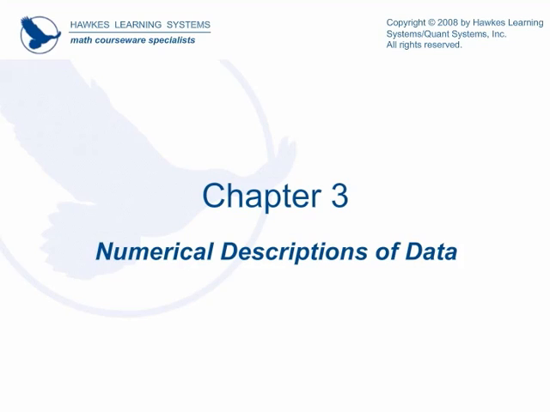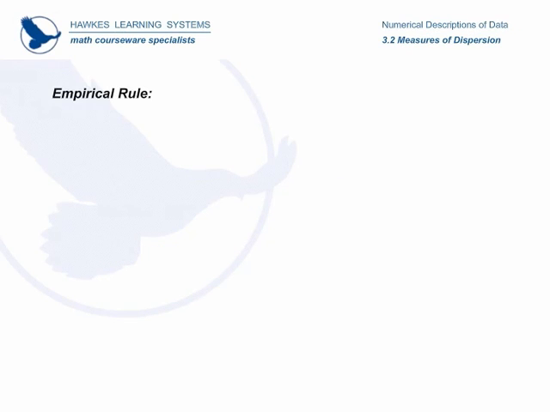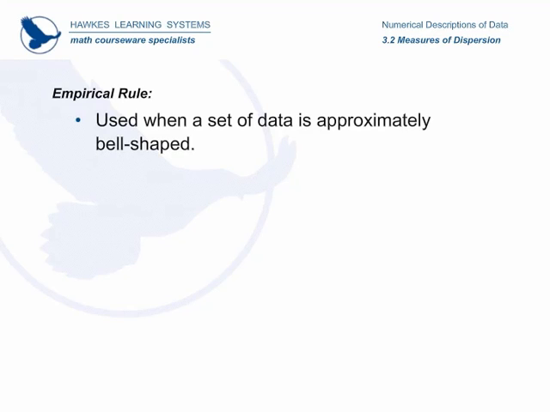Okay, let's continue on with the second part of Chapter 3. We're still on numerical descriptions of data, but we've got some more information to cover. Okay, next let's look at other ways to view measures of dispersion. First, let's take a look at the empirical rule.